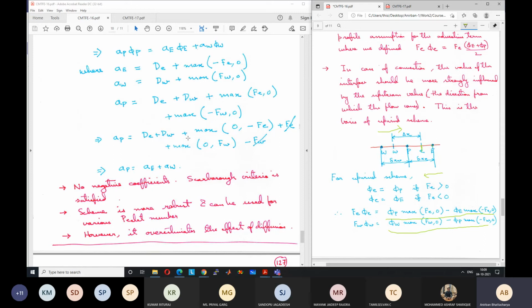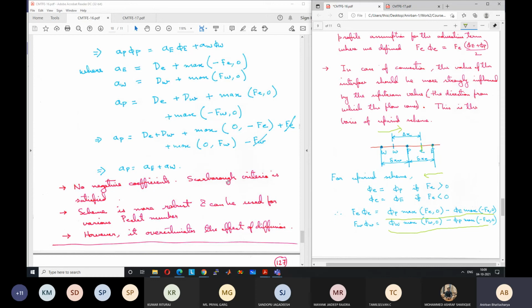Otherwise, up to now, what we have learned is that if the Peclet number is between -2 and 2, then the central difference scheme is good. For very large Peclet numbers, particularly beyond -2 and 2, like less than -2 or greater than 2, the upwind scheme should be much better.